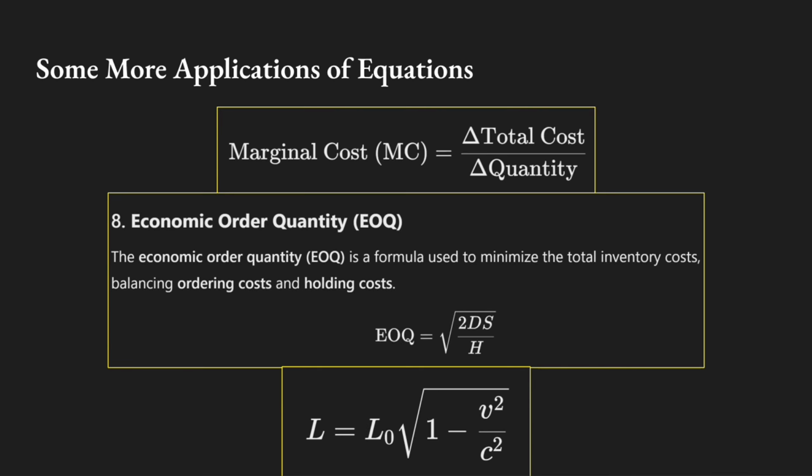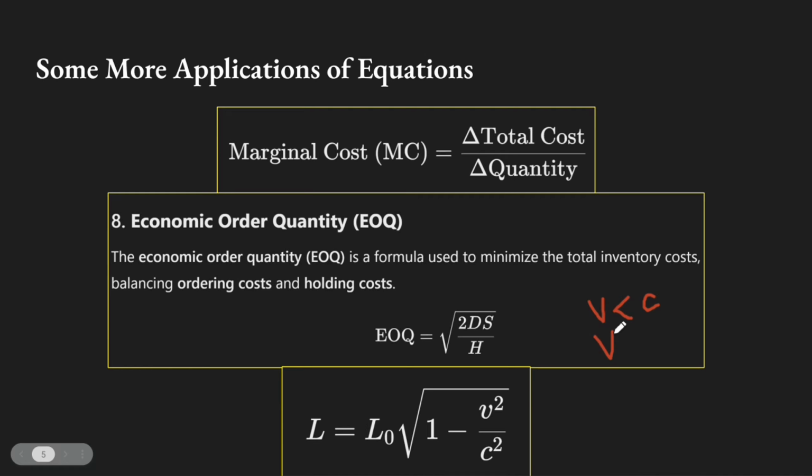Here are some more applications of equations from economics. We have the marginal cost, we have economic order quantity, and then the third equation down there is from physics, special relativity specifically. So L0 here denotes the initial length of the object, c here is the speed of light, and v is your current velocity. Now the speed of light is a constant and no object can move faster or even as fast as the speed of light. So v should be less than c.